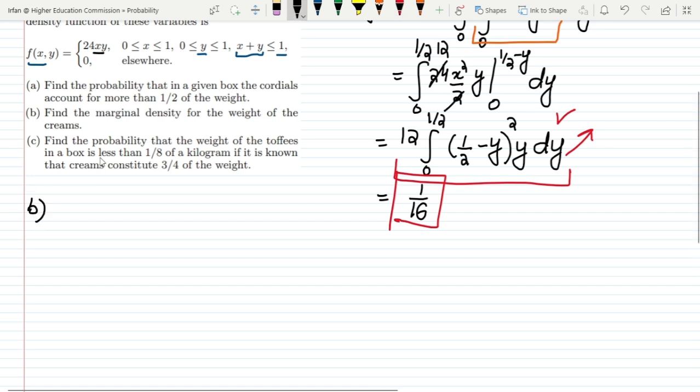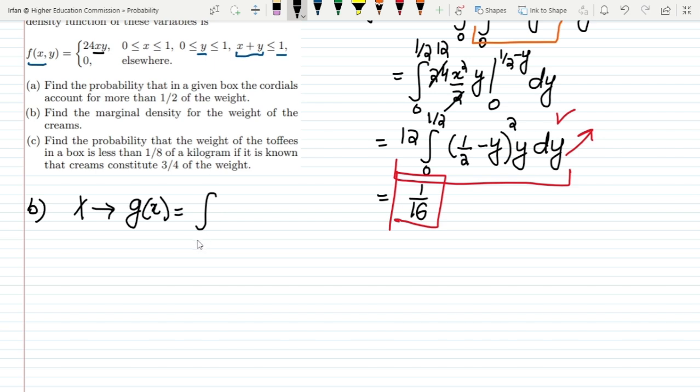Okay, so what is part B? Find the marginal density for the weight of the creams. The weight of the creams is represented with x, as we have seen. Let me find the marginal density for it, and let me represent it with g of x. To find it, I have to define the limits for the function.